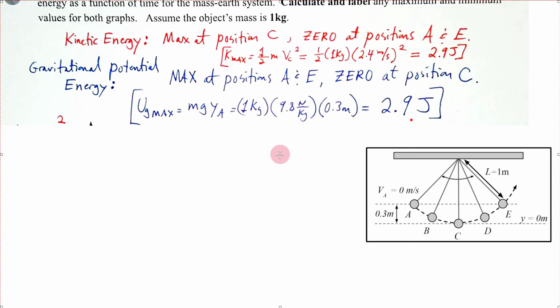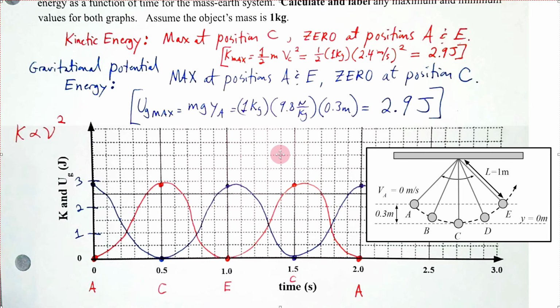So what does the graph look like? I'm just going to show you and talk through it. So remember, the kinetic energy is going to change over time, and the shape of it's going to be like a sine or a cosine curve or similar to it, and the same thing with gravitational potential energy. So kinetic energy will be in red. At position A, it's at 0. It's max at position C, which we calculated to be about 2.9 joules. Then it's at minimum again once it reaches position E, maximum at position C, minimum at position A.